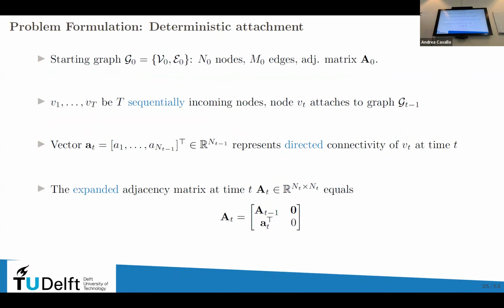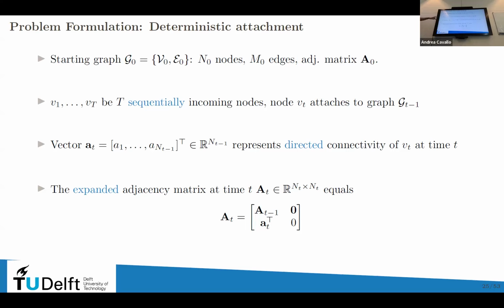So we start with the graph G0. The starting point is known, it's always a graph. And then we have T sequentially incoming nodes, and for each node we have a signal which we want to predict. We also have a vector a_t associated with each incoming node. This a_t is known, but in some cases it's also not known, so we have two different approaches there.